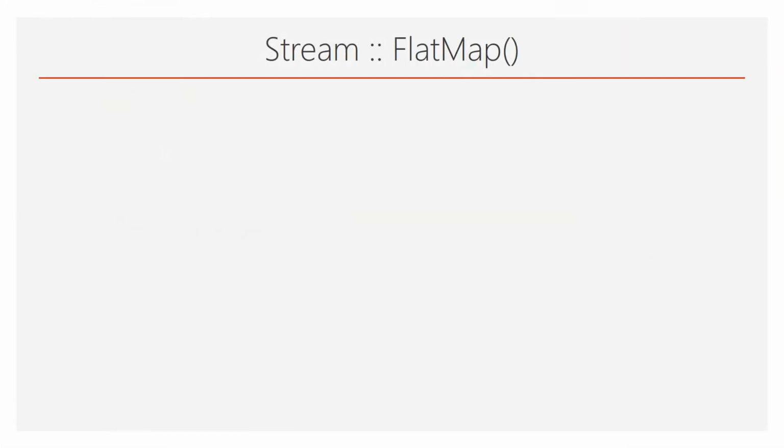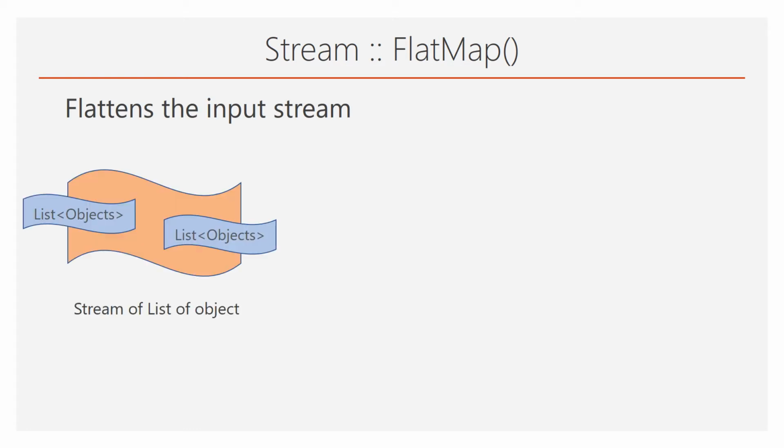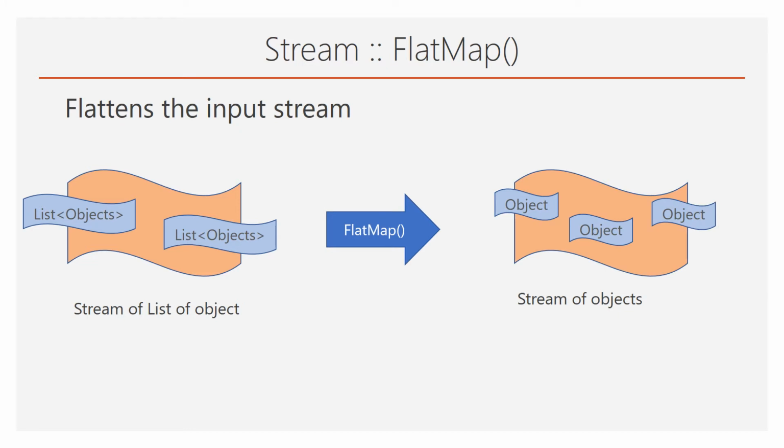Now, let's try to understand when to use the FlatMap function. The FlatMap function is basically used to flatten the stream. Consider we have a stream in which each object is a list, and we need to perform an action on each object of the list. Now, by applying FlatMap, we can convert this stream of list into a stream of object. Then we can apply any function easily on each object of the list. Let's try to understand this with an example.